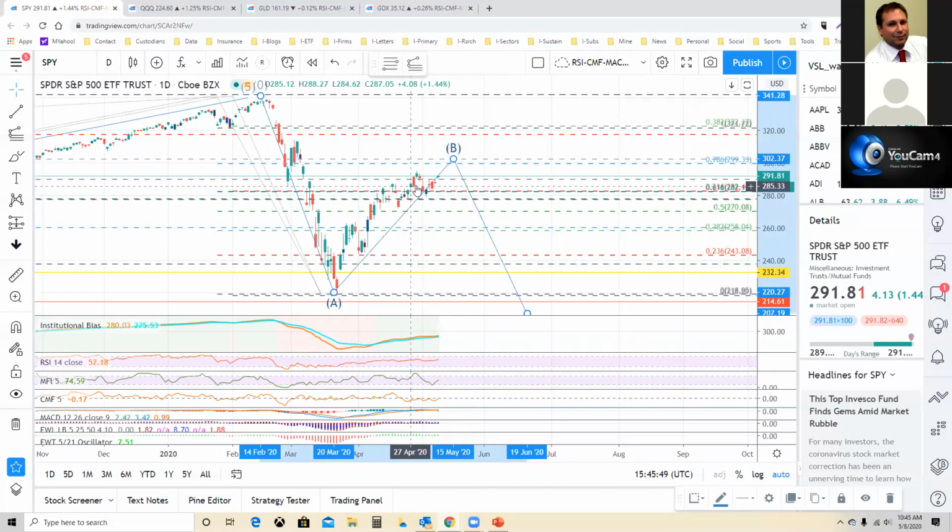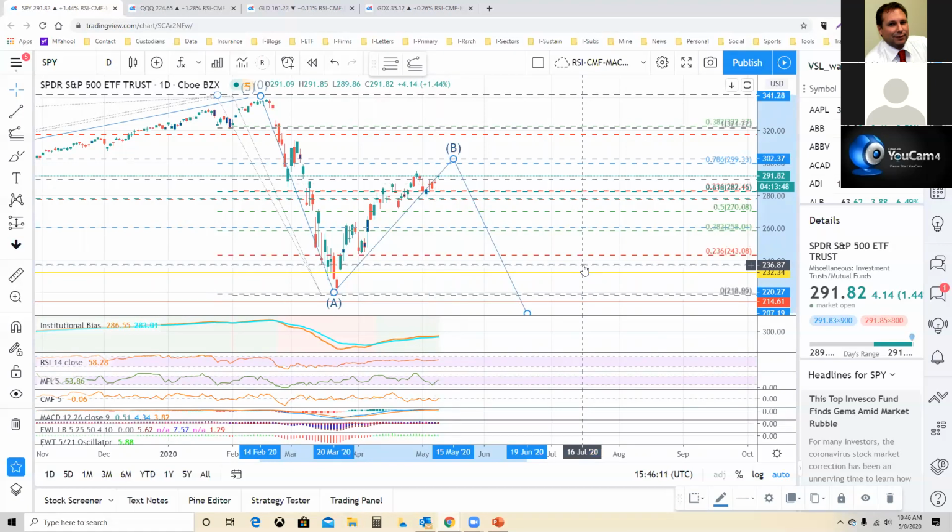Although you have to respect that it's chopping around in here. It just looks like it's going to break out though, right? Doesn't mean it will. It's just flirting with this fib level, right? About 292. Went through it the one time, came right back down. So we'll see. We'll see.